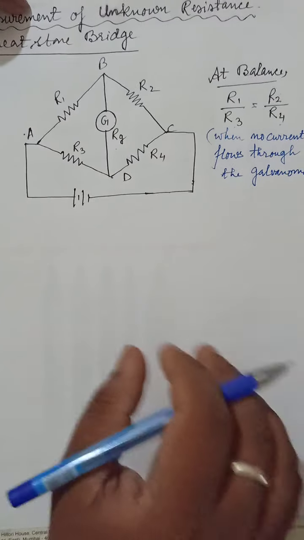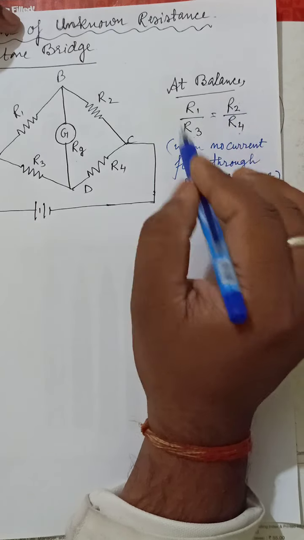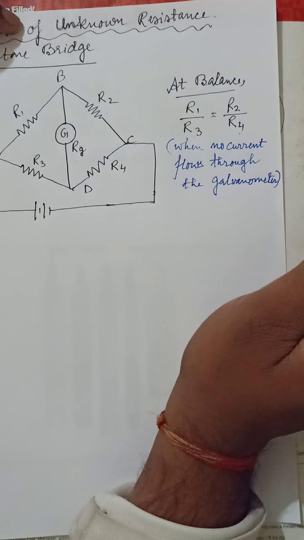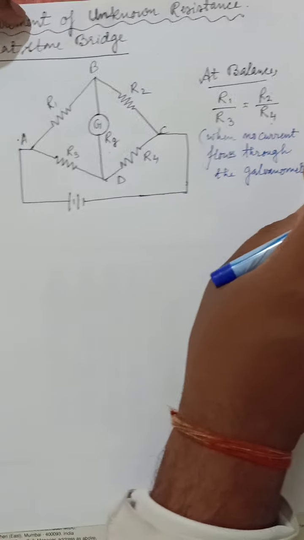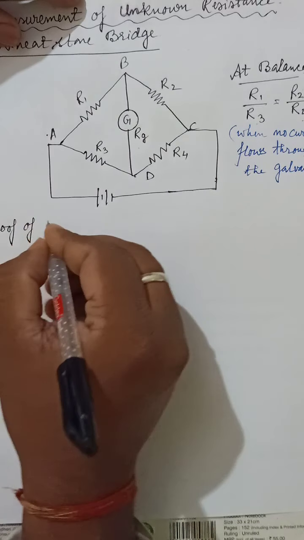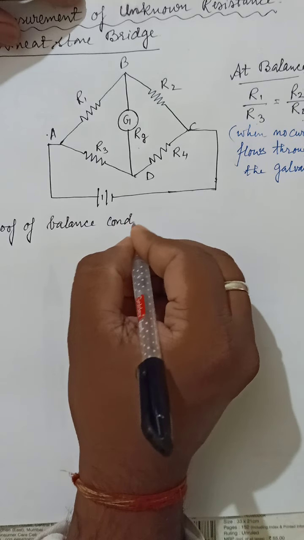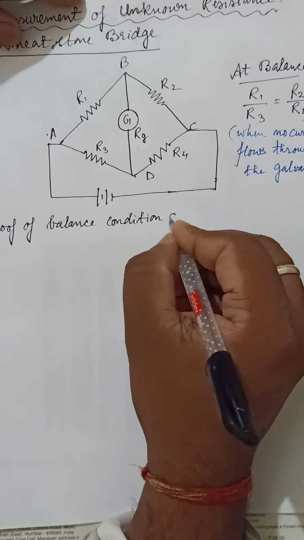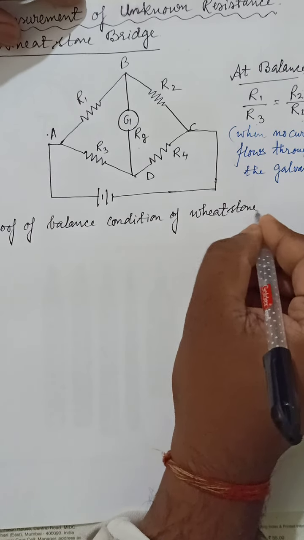Now, from this, if we do not know the value of any of the following resistors, we can easily find the value of that resistor using this concept. Now we will prove this equation. So now we will do the proof of this balance condition. Proof of balance condition of Wheatstone bridge.